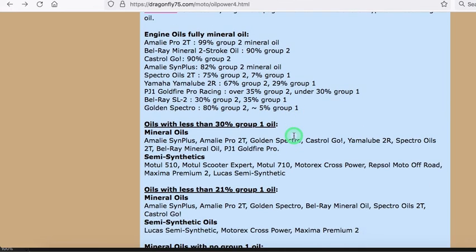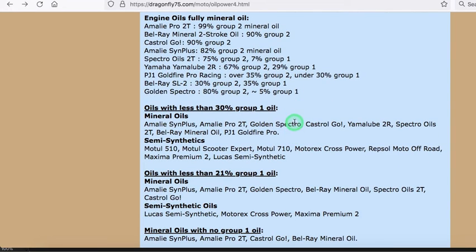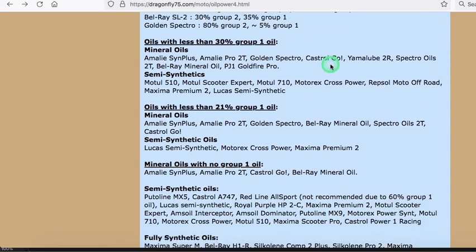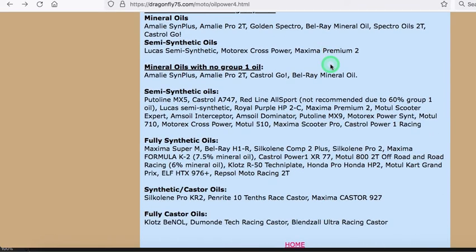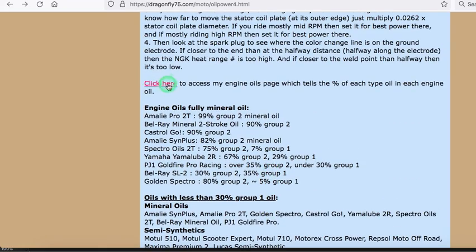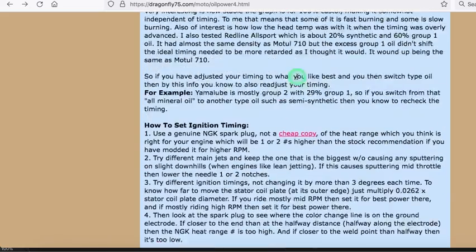So anyway, on this page about the oil combustibility, at the bottom of it, it lists which oils are fully mineral oil. Notice here that Yamalube is listed. It used to be 12% synthetic. No more. It is fully mineral oil right now. It tells you which oils are semi-synthetic, which oils are fully synthetic, which ones are synthetic castor. But all that information is on this page that's linked to anyway.